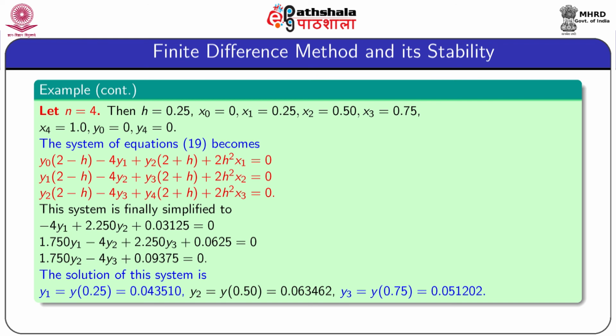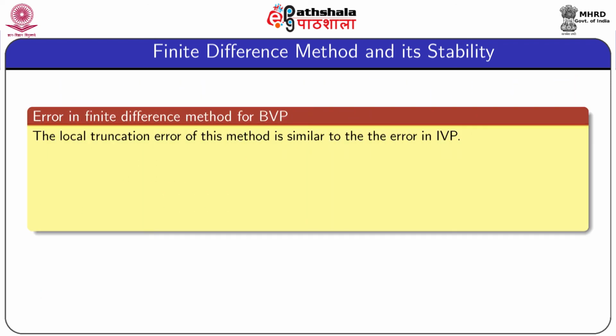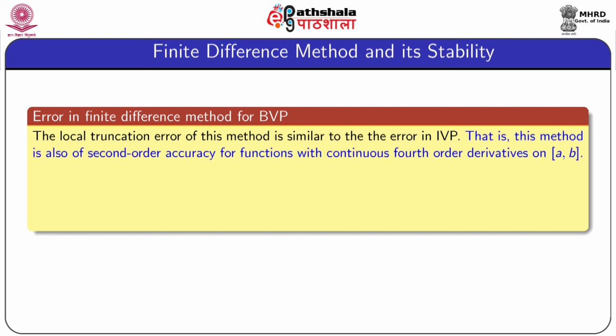So, this is the solution for y at x equal to 0.25, x equal to 0.50 and x equal to 0.75. So, this is the solution of the given differential equation. Now, we calculate the finite difference error in the finite difference method for boundary value problems. The local truncation error of this method is similar to the error that occurs in initial value problems. That is, this method is also of second order accuracy for functions with continuous fourth order derivative on the closed interval a b.